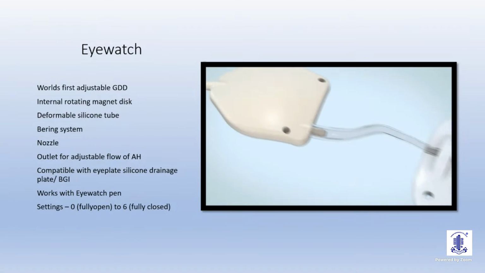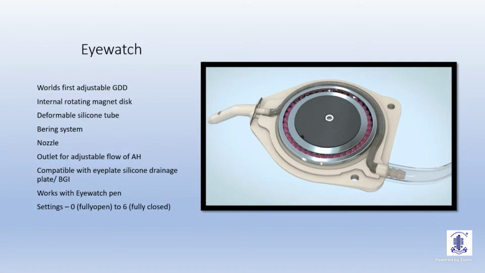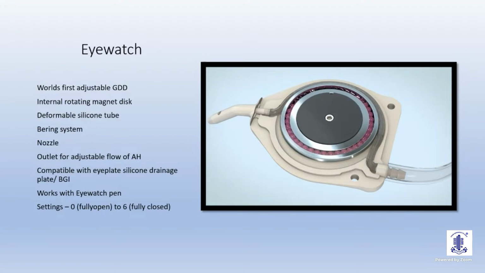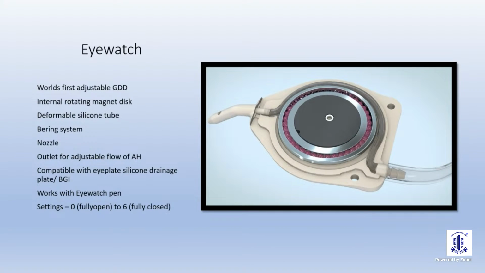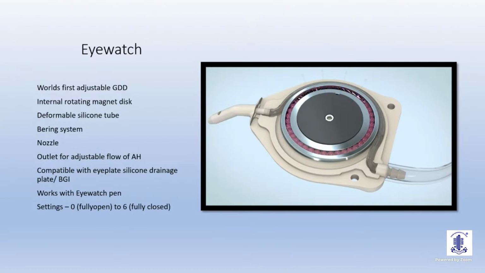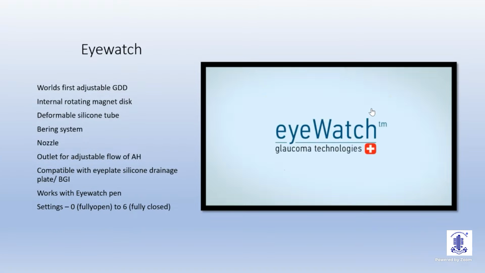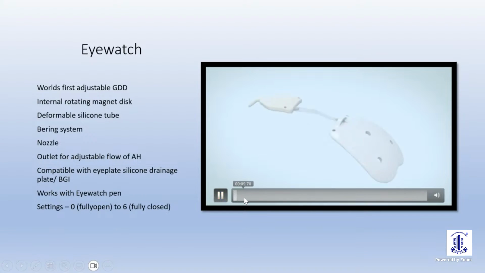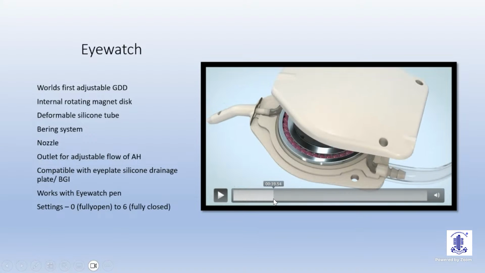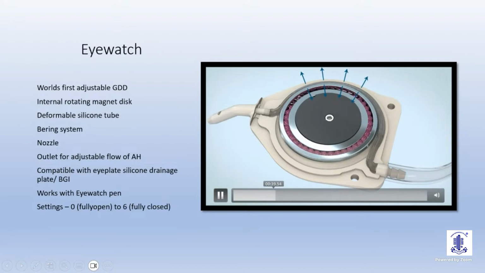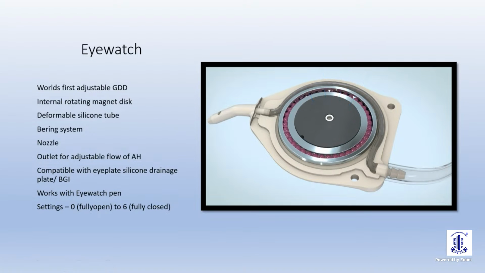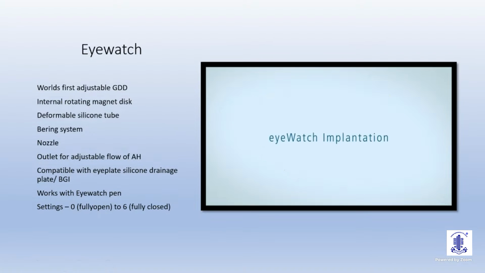The fluidic resistance of the iWatch device can be adjusted non-invasively by rotating its internal magnetic disc using an external control unit. The rotation of the magnetic disc around its eccentric axis allows for compression or decompression of the drainage tube, thus acting like an adjustable faucet.